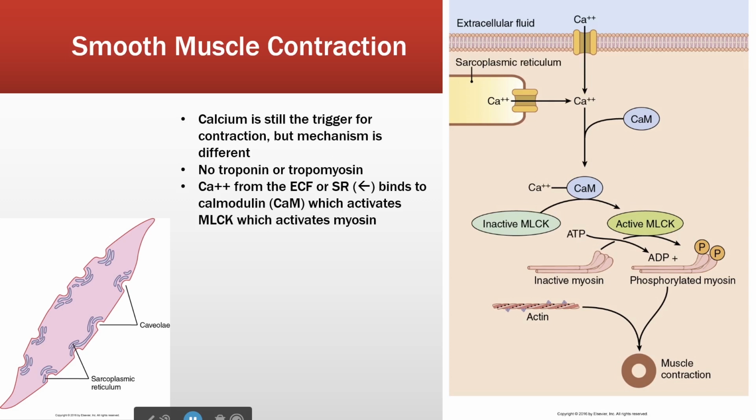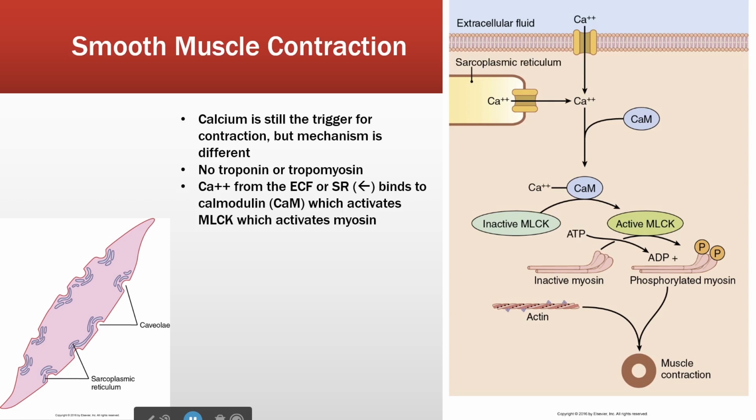And that is, calmodulin binds to calcium and then triggers the conversion of inactive MLCK to active MLCK. MLCK then triggers the activation of myosin. It phosphorylates myosin. Once myosin is phosphorylated, then it can interact with actin and we can get muscle contraction.